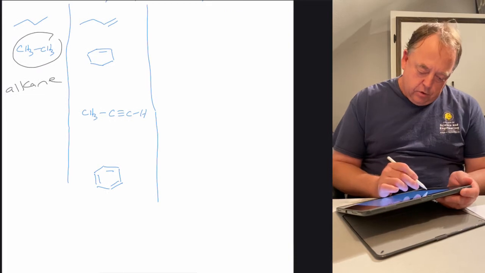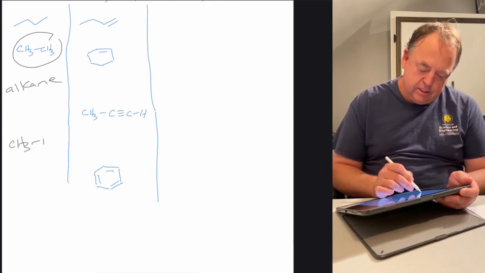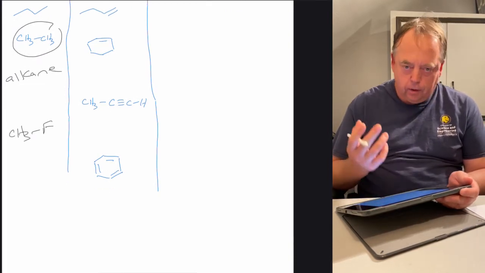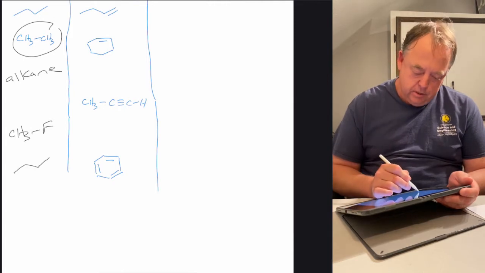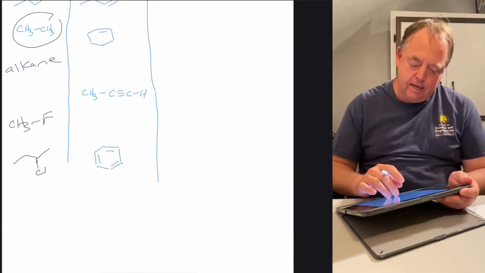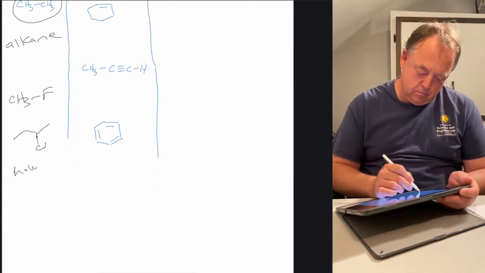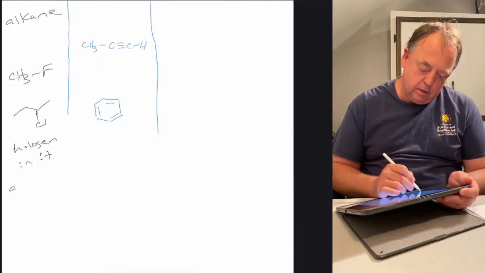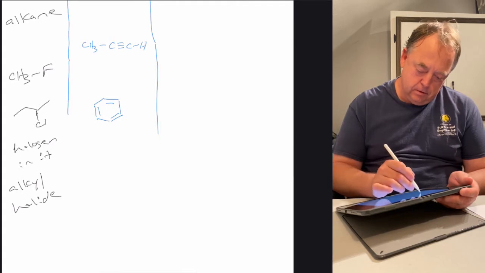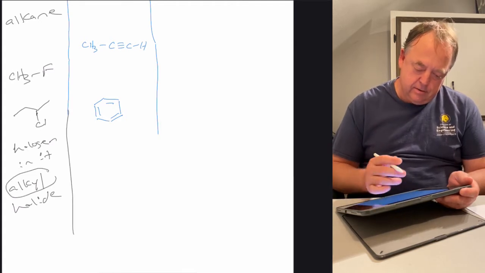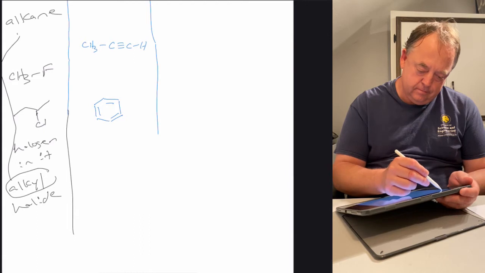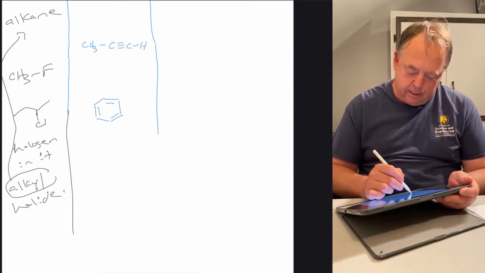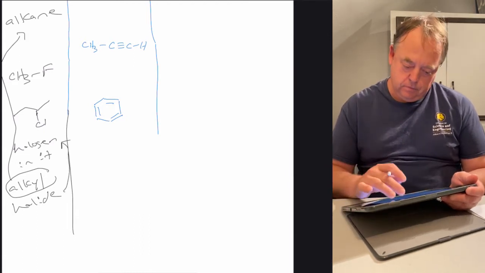If you had a molecule with a halogen in it, and again, it can be 1 carbon or it could be 100 carbons. It doesn't matter what the halogen is. It could be chlorine, fluorine, bromine, or iodine. So if it's got a halogen in it, it's called an alkyl halide. The alkyl meaning alkane, and the halide meaning that it's got a halogen in it.